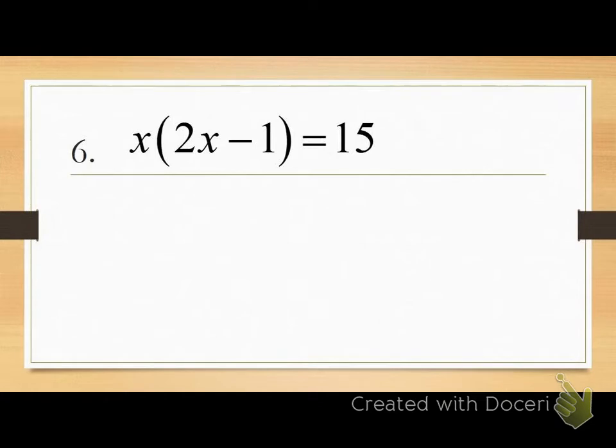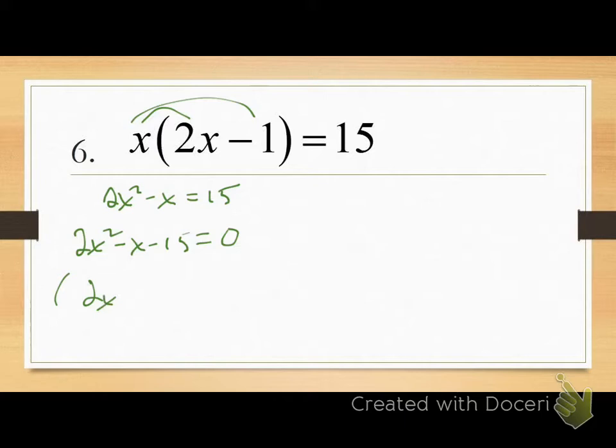All right, moving forward. Number 6, again, we've got to work to get this guy in standard form, and then go to work, factor and all that kind of stuff. So we're going to distribute the x here, get 2x squared minus x equals 15. Then we're going to subtract 15 from both sides so that we can see this equal to 0. We can see where the 0 was plugged in for y. And we can't use the square root method because there's going to be a b. So we go right into factoring.